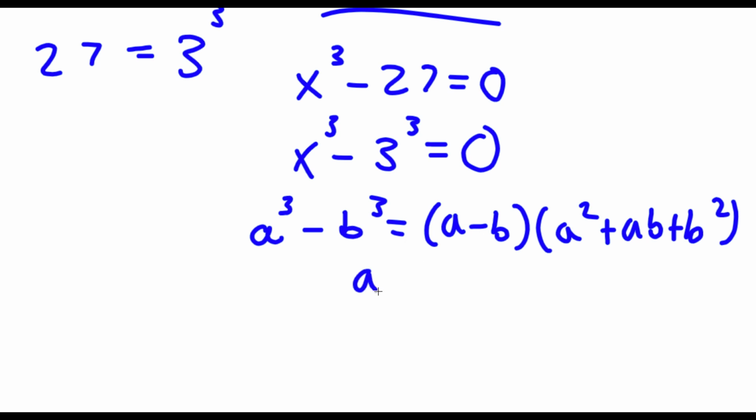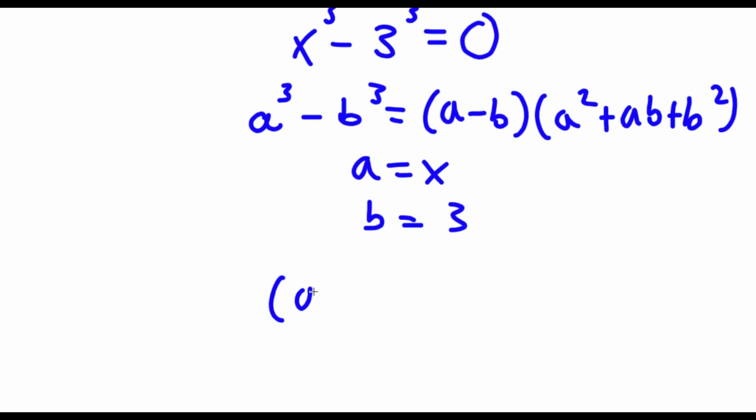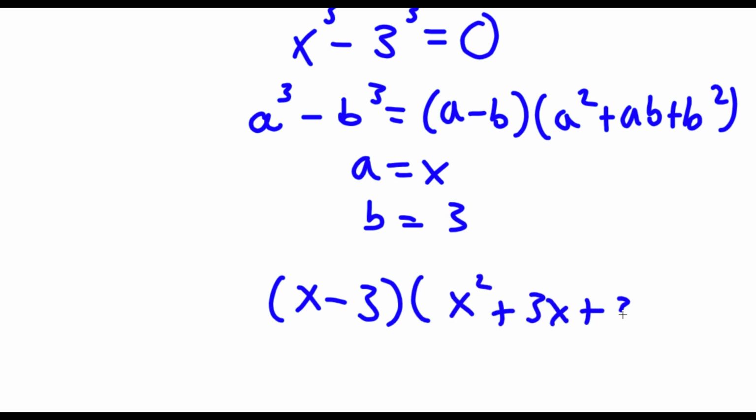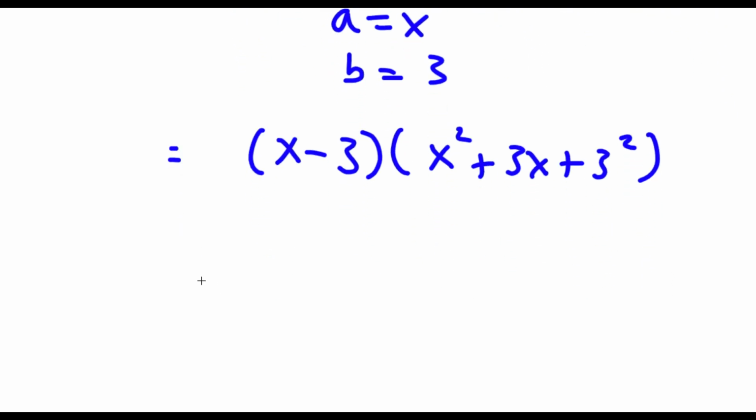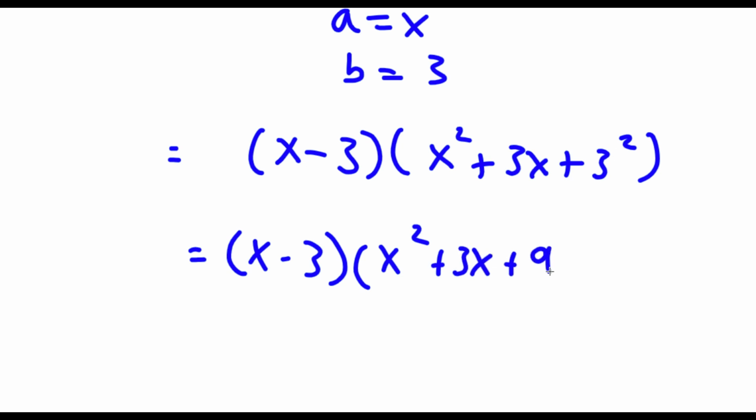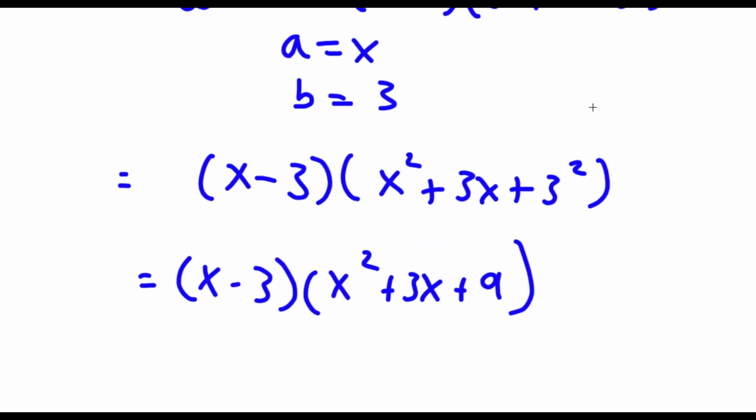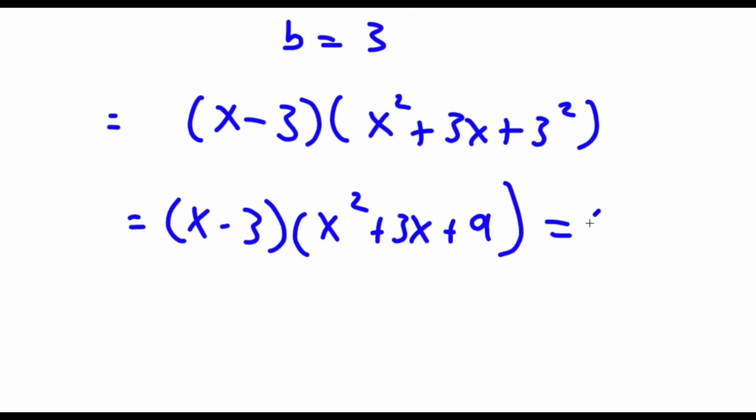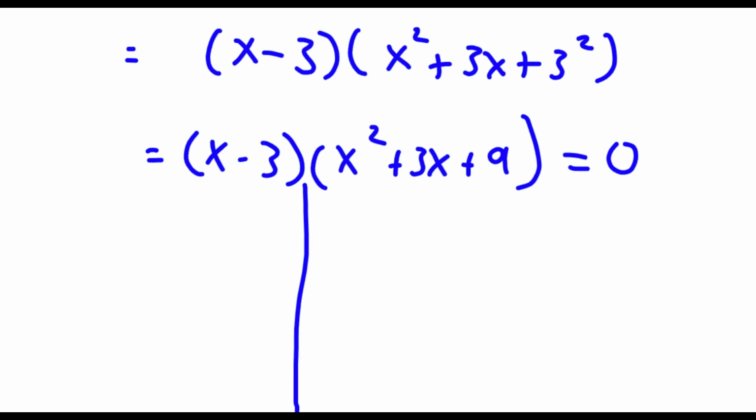So in this case, a is equal to x and b is equal to 3. So now I have x minus 3 times x squared plus 3x plus 3 squared. That's equal to x minus 3 times x squared plus 3x plus 3 squared, which is 9. And remember, this is equal to 0. So now this gives me two equations.